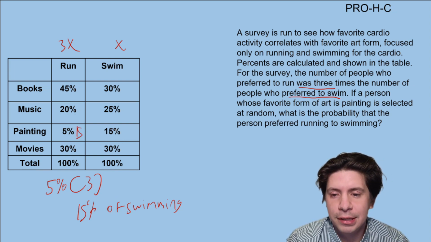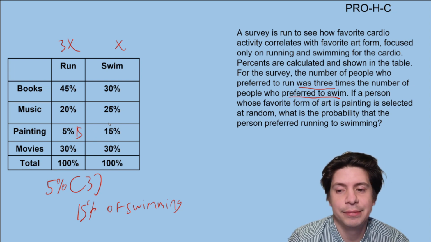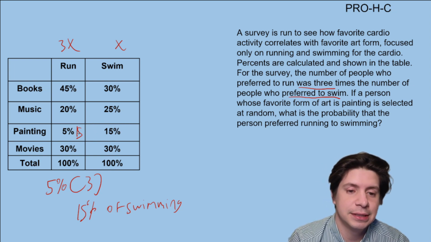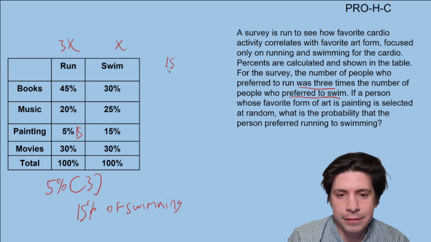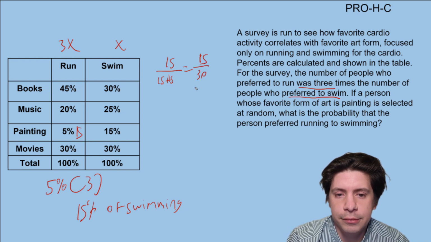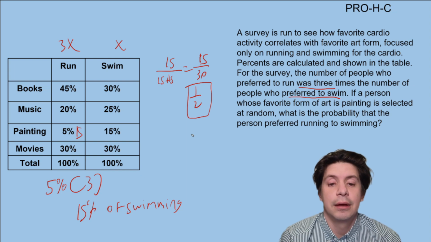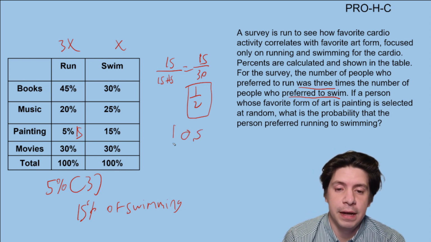Then the probability of the person preferring running to swimming is going to be 50% because it's 15 and 15, right? So it'd be 15 out of the total of 15 plus 15. That would get you 15 over 30, which is 1/2. Okay, so it'll be 1/2 or 0.5.